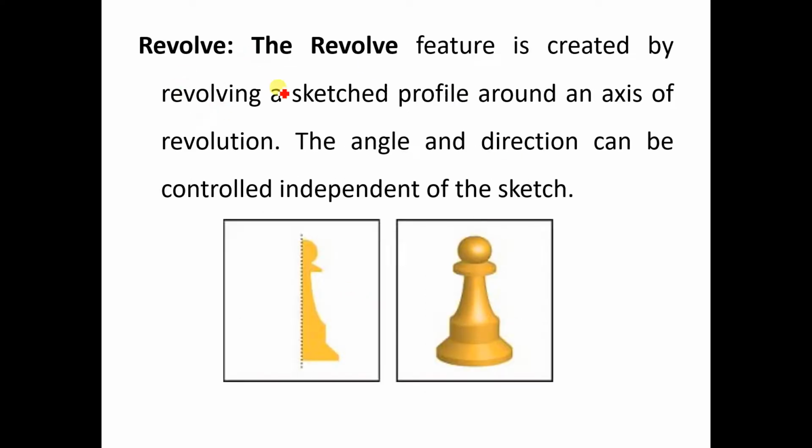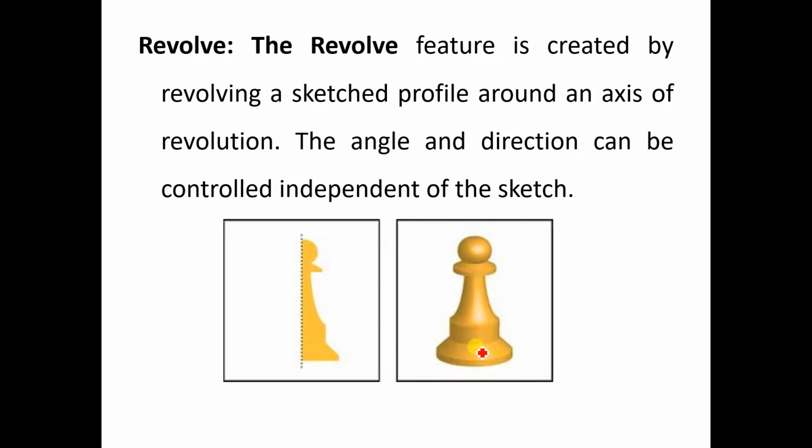Next one is revolve. This is a chess coin soldier. Here we are drawing the sketch. A revolve feature is created by revolving the sketch profile around the axis of revolution. So here we draw the axis and make the sketch. After making the sketch, we revolve it about the axis, and this object is revolved about 360 degrees, and we get this solid object. This is the revolve command, or the revolve feature. We will see in detail how it works.